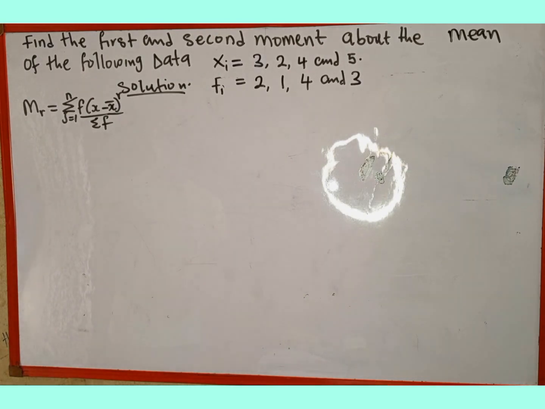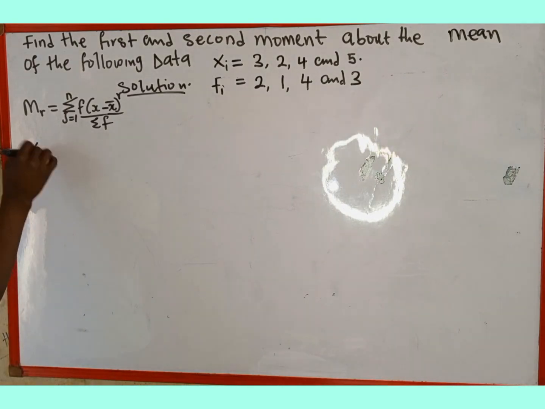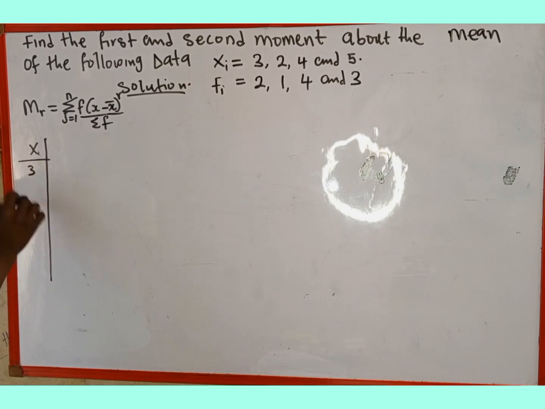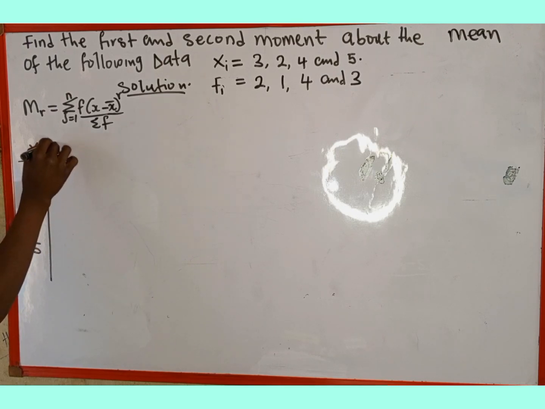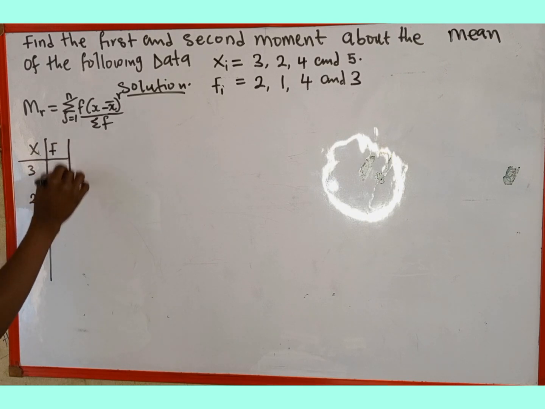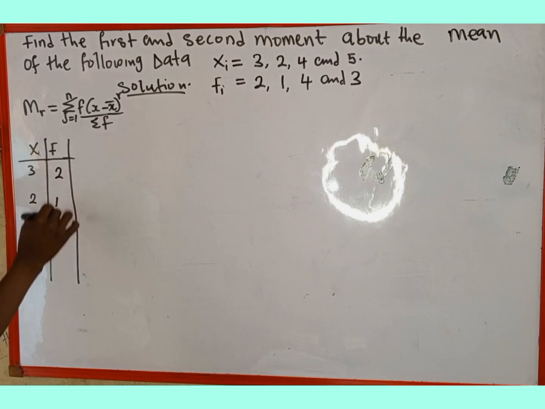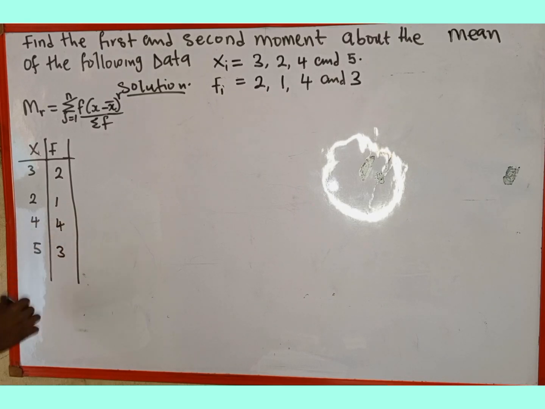Now the next thing we are going to do is to represent this data in a table. So the first one is x. So we represent x in a table, and x is 3, then 2, 4, and the last number there is 5. Then the next one from the question is the frequency. So we represent the frequency also in the table. We have 2, 1, 4, and the last one is 3.